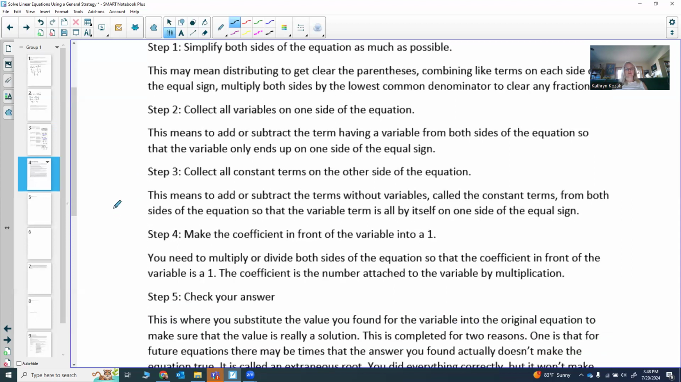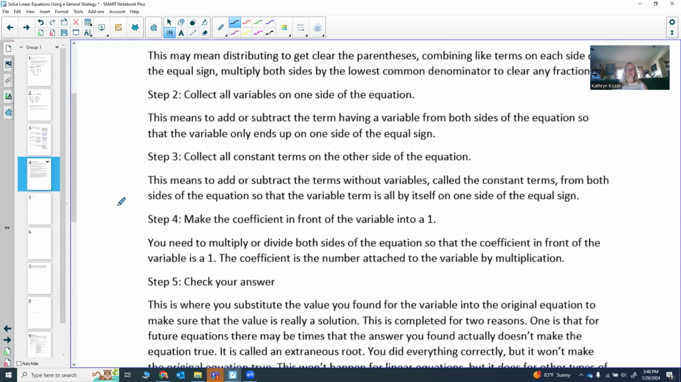Step 3 will be collect all constant terms on the other side of the equation. This means to add or subtract the terms without variables, called the constant terms, from both sides of the equation so that the variable term is all by itself on one side of the equal sign.